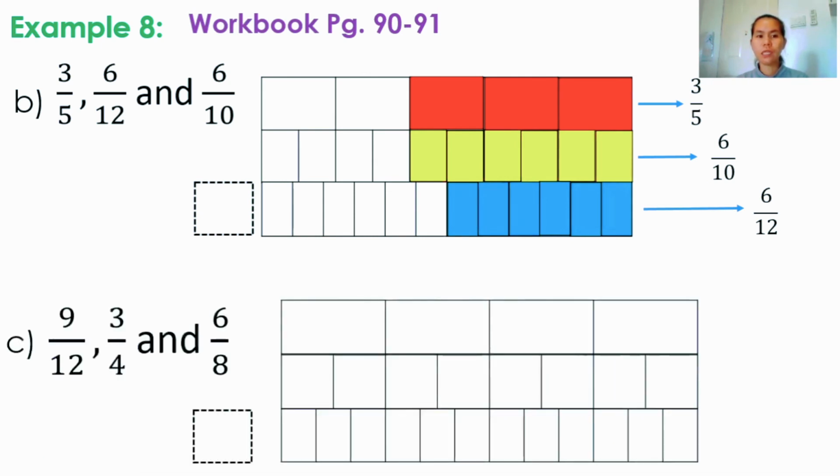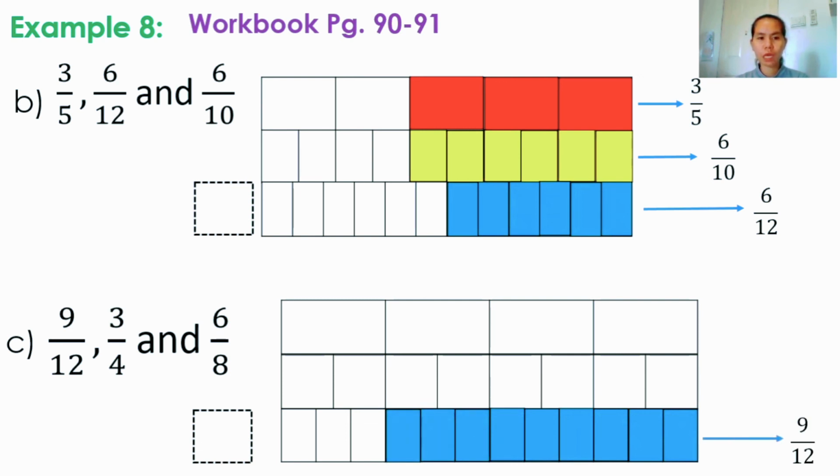Next one, 9 over 12, 3 over 4, and 6 over 8. So let's color first the 9 over 12. Which row is that? Okay, 9 over 12 can be found in the third row. So we will color 9 out of 12. 1, 2, 3, 4, 5, 6, 7, 8, 9. So this is equal to 9 over 12.